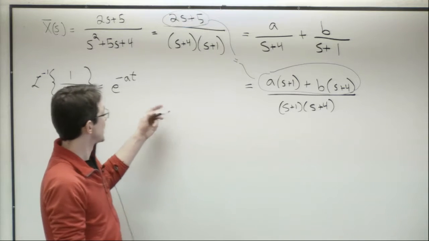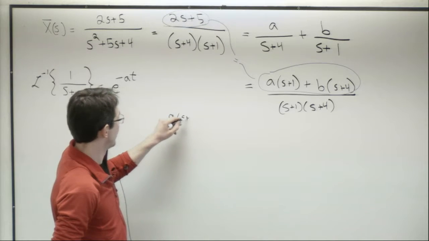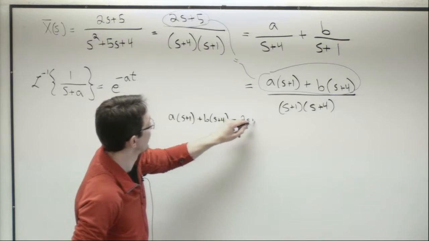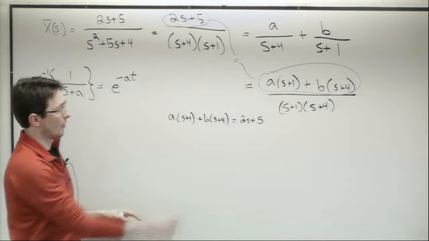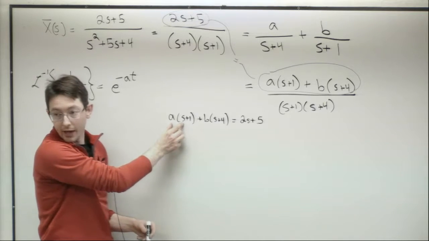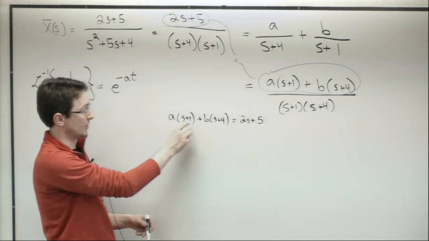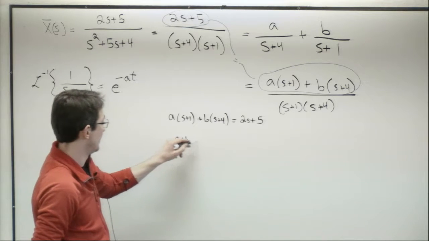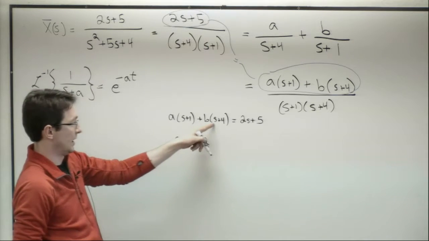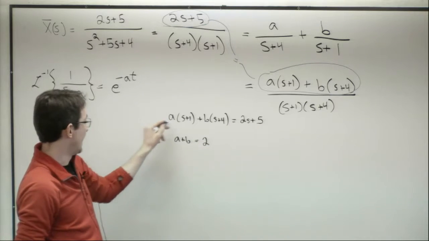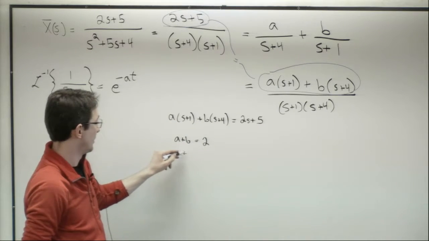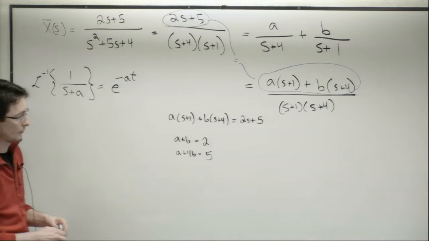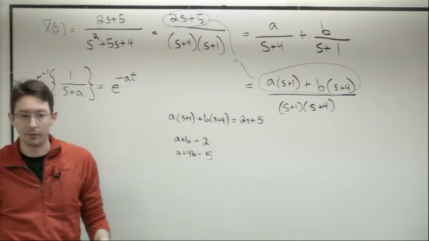Okay, so let's just do this. We have a times (s plus 1) plus b times (s plus 4) equals 2s plus 5. I'm going to collect all of the terms with s's and make that an equation, and I'll take all the terms with 1s and make that an equation. So I have a plus b equals 2, as plus bs equals 2s. And I have a plus 4b equals 5. And now I can solve for a and b pretty easily.